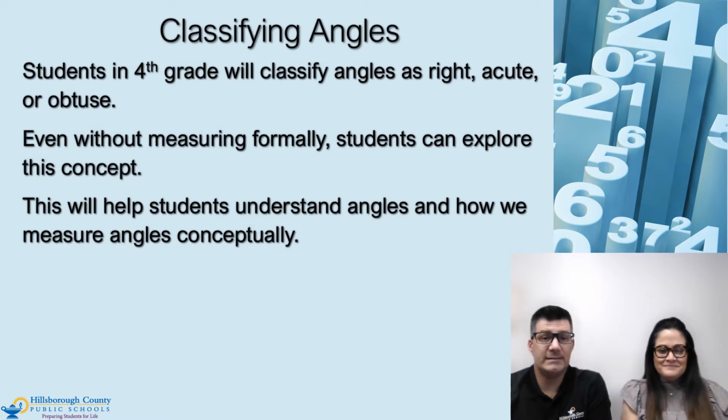Hope you enjoyed the task. Let's dig in. So first we're going to talk about classifying angles. We know our 4th graders need to classify angles as right, acute, or obtuse, and they also can look at straight angles and even reflex angles. But we want students to understand this conceptually, without even that whole idea of measuring formally, using those degrees. We don't even know what that means yet.